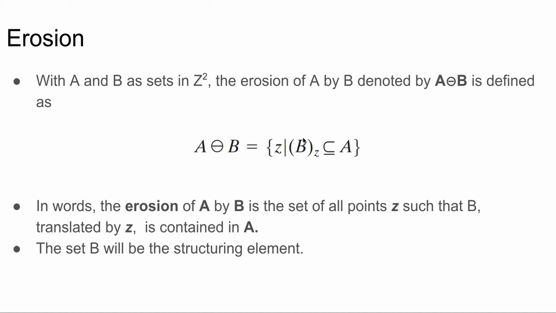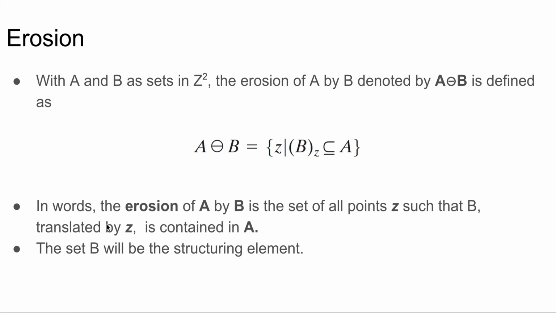So we know the meaning of B_Z. We are actually translating the set B to another coordinate Z. If all the points of B_Z are within the set capital A, then you can take that Z into my new set. So I will be forming the A erosion B set with all those values of Z.